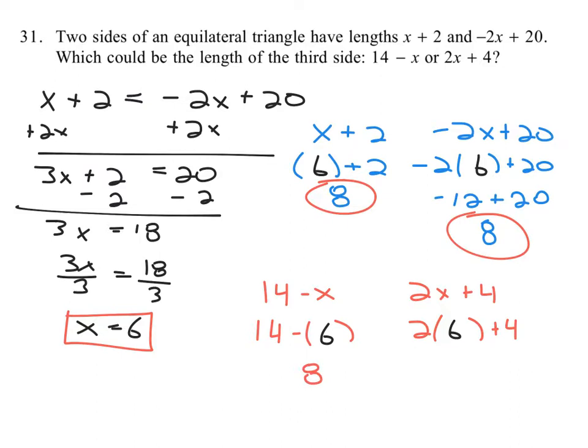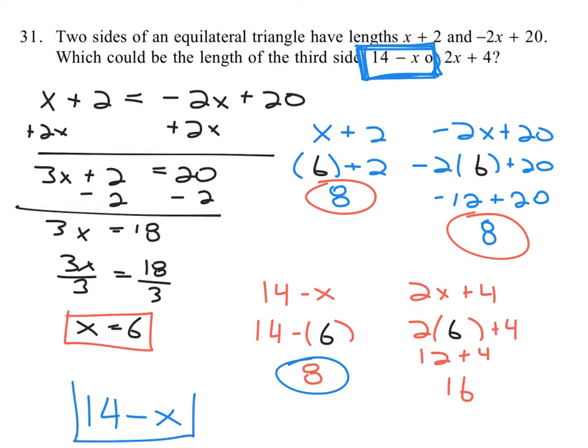And this one calculates out to 8, and this one calculates out to 12 plus 4, which is 16. Only one of those is equal to the 8 that it needs to be. That's this one. So we say this is the expression that could be the length of that third side, 14 minus x. Yep.